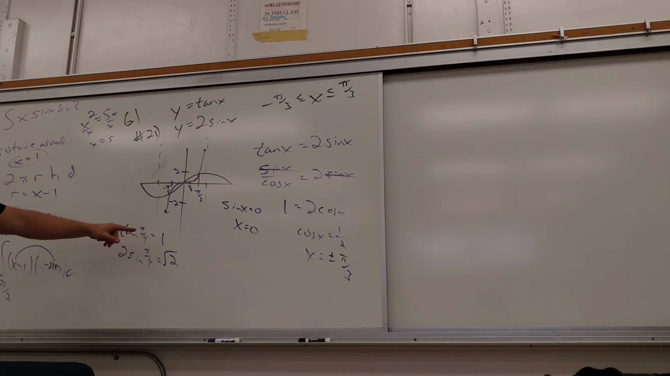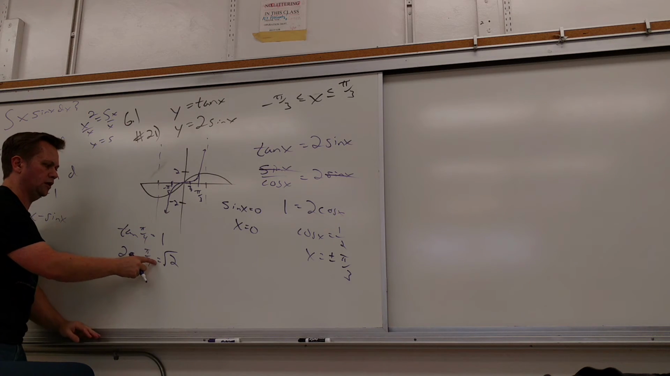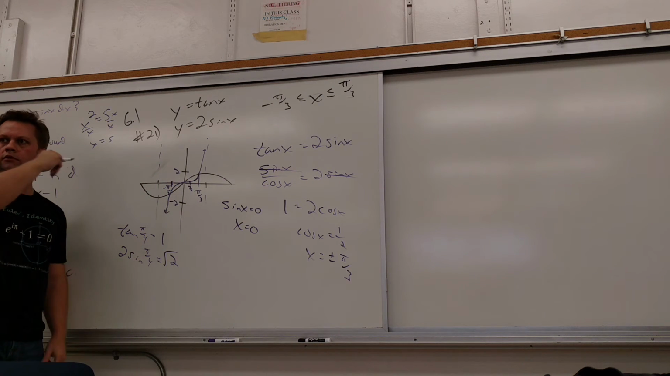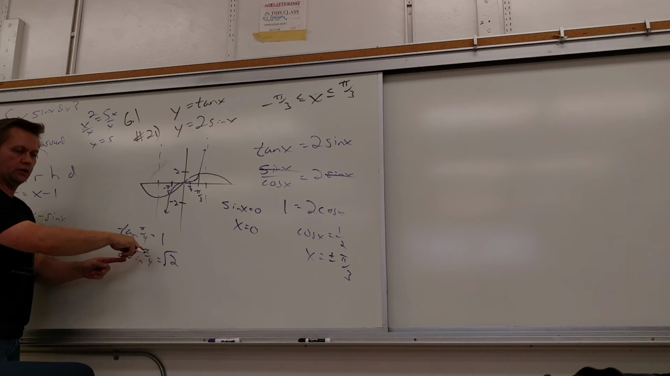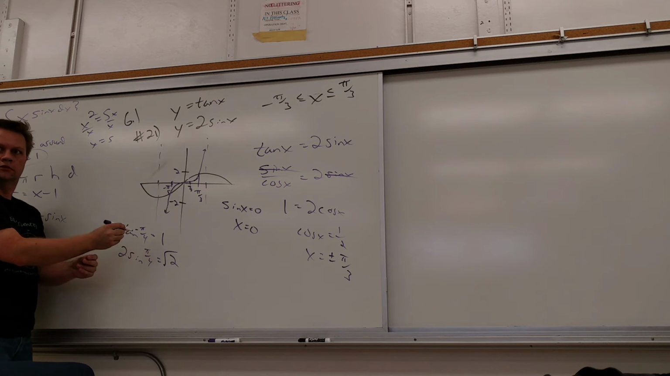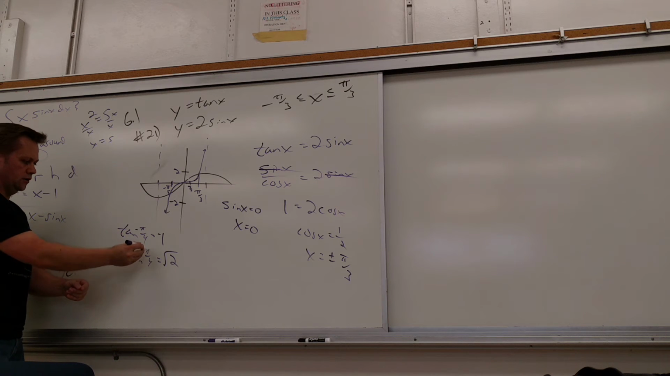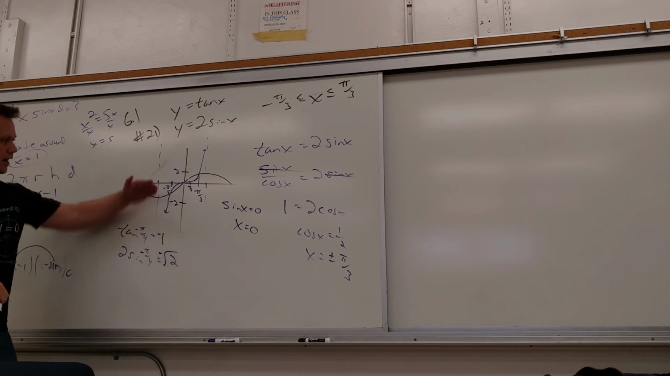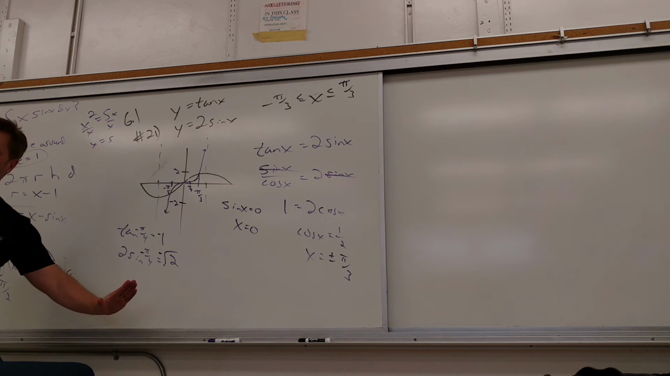Alright, and again, this is just me showing an example of picking a number in between so I can see who's on top. So of course back here it's going to be the reverse. For negative pi over 4, negative 1, negative root 2. So now the sine is below because that's more negative.